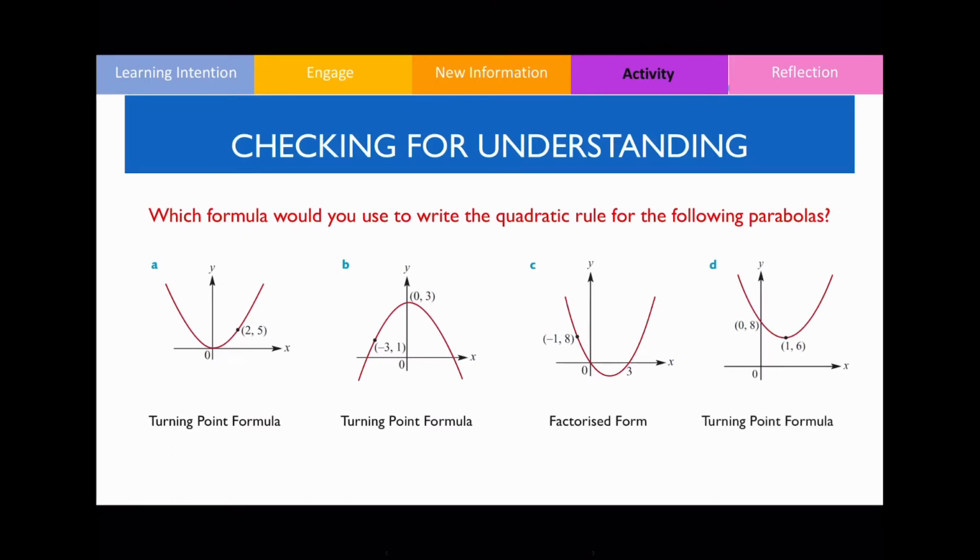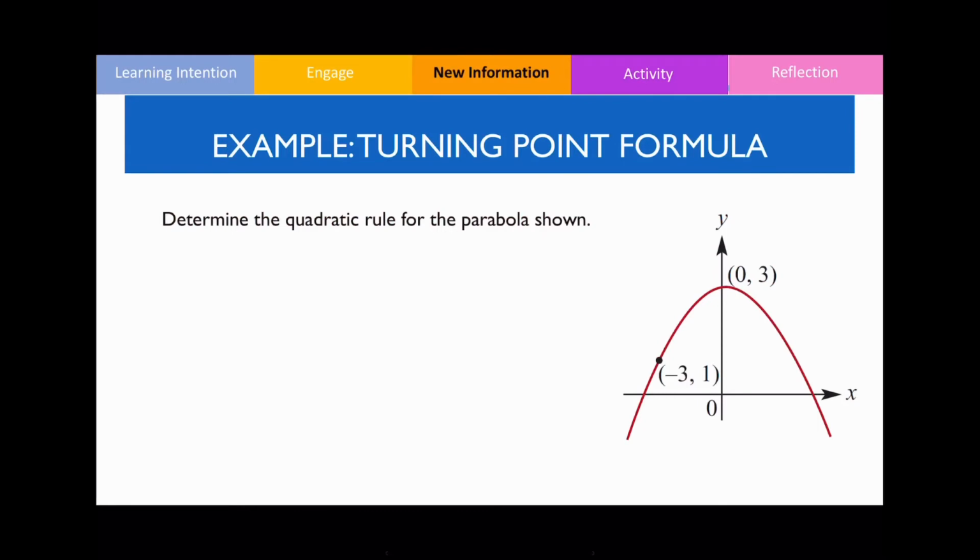Now that you guys are able to recognize which form you're going to be using to write your quadratic rule, let's now look through a complete example of how you could actually generate the rule, okay? So for our very first example over here, you're going to be using the turning point formula because you are provided what the turning point is as well as one additional coordinate. And this was the general formula of the turning point form.